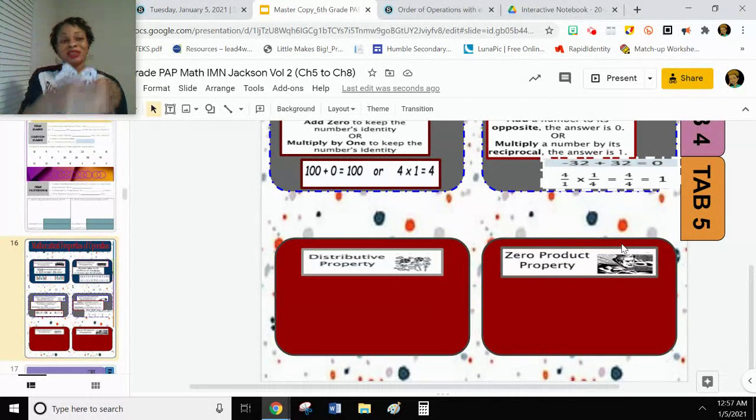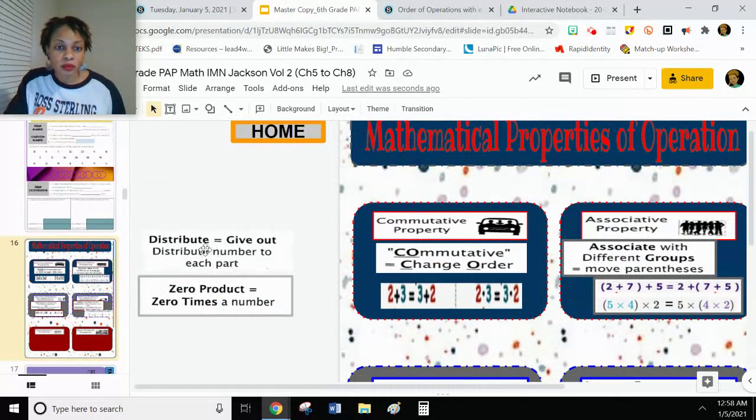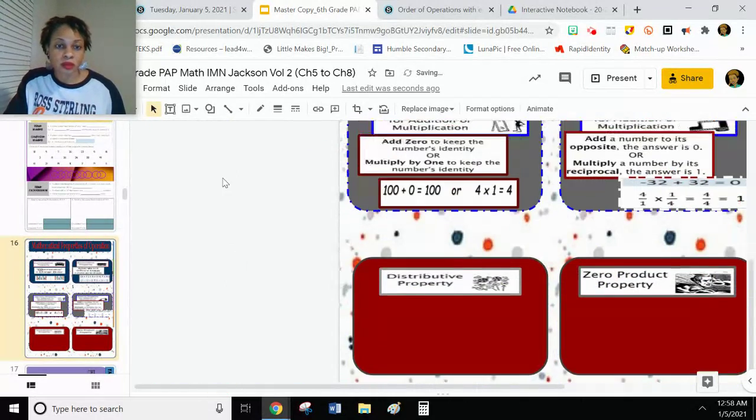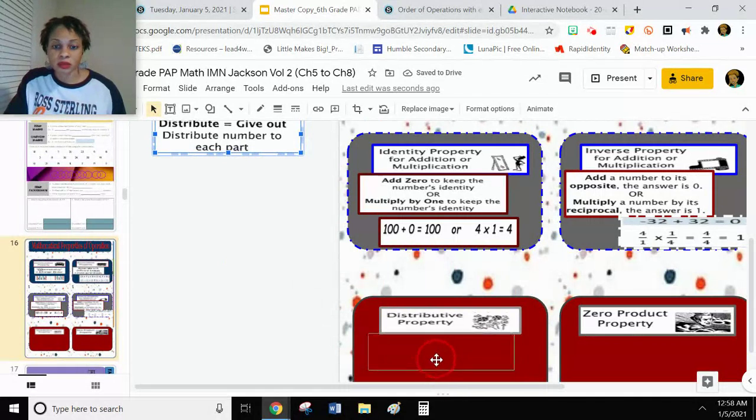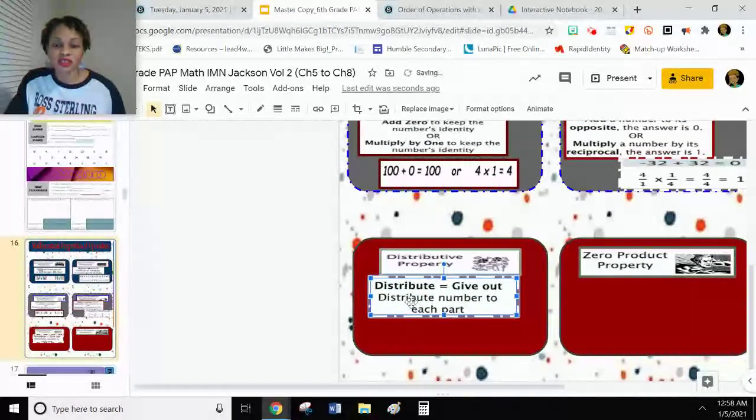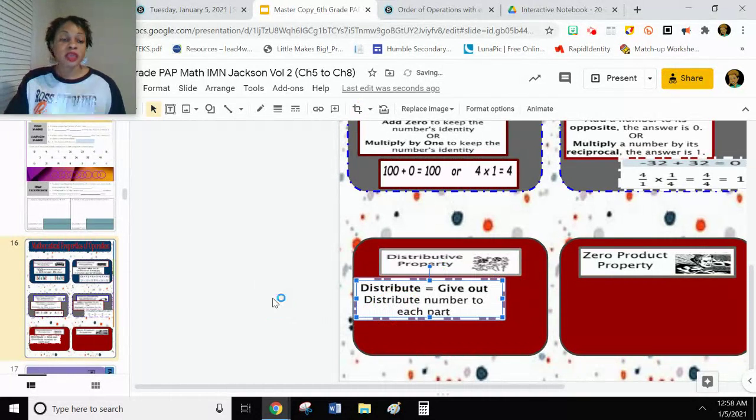Okay, so distribute means to give out. Just like when your teacher is walking around the room and she's passing out papers, she's distributing them to everyone. So distribute means to give out, distribute the number to each part. Now, distributive property is only for multiplication, okay? There's no distributive property of addition, only distributive property of multiplication, okay? Only for multiplication. What does that look like?